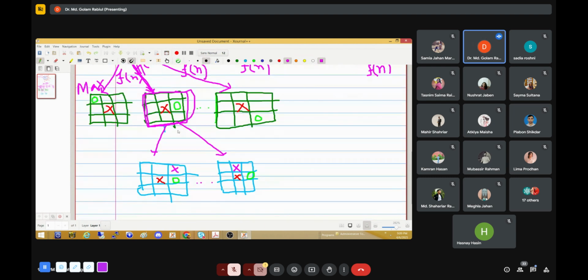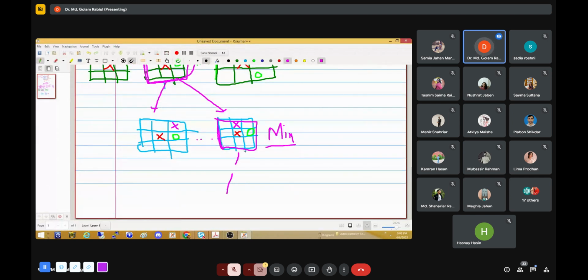Again, maybe after this one, maybe I have the play this way. Okay, so this state is the min state again. That means the opponent will try to minimize my profit. So in this way, maybe we can say finally we will get the desired state or goal state, winning state, or maybe losing state, or maybe a kind of draw state. But each and every stage will provide me a utility value, or evaluation score.